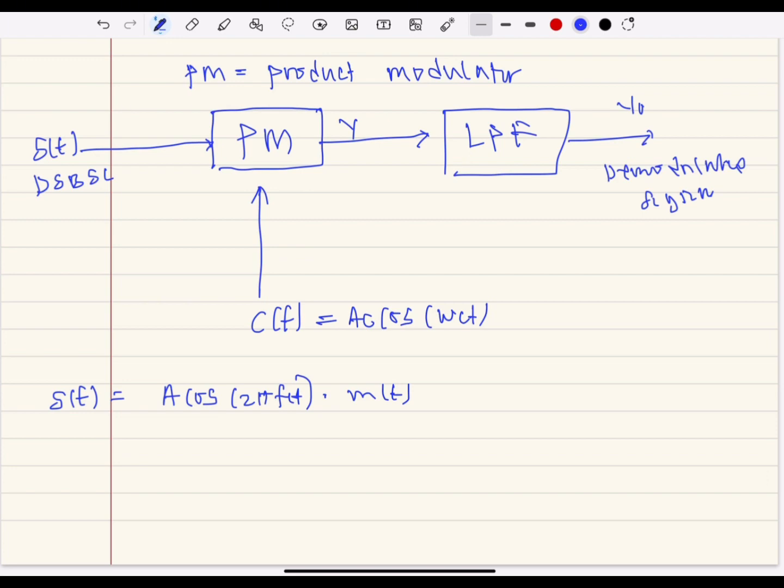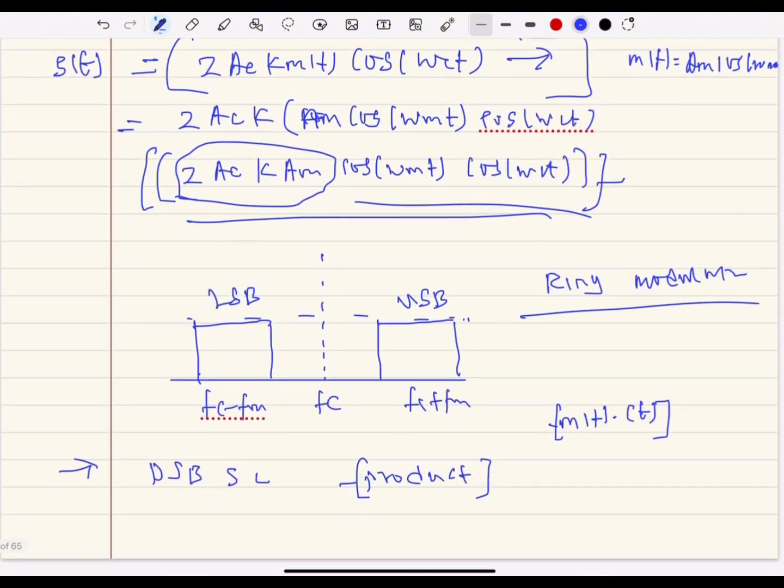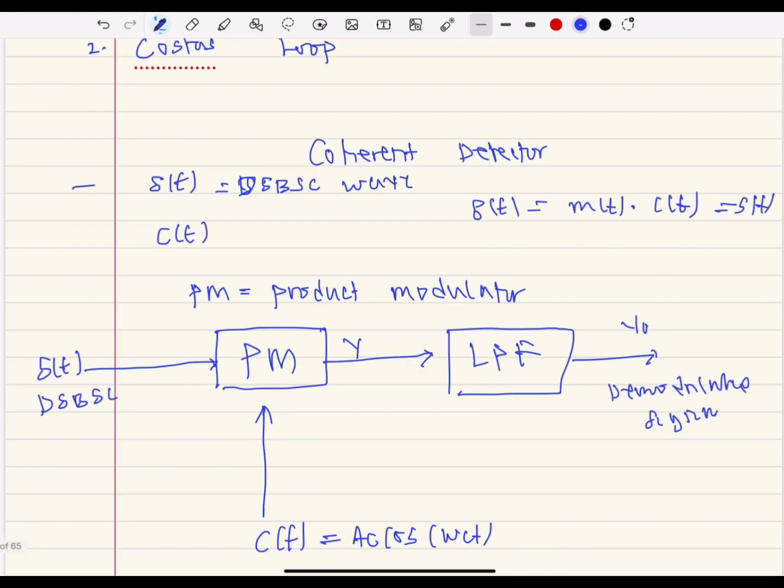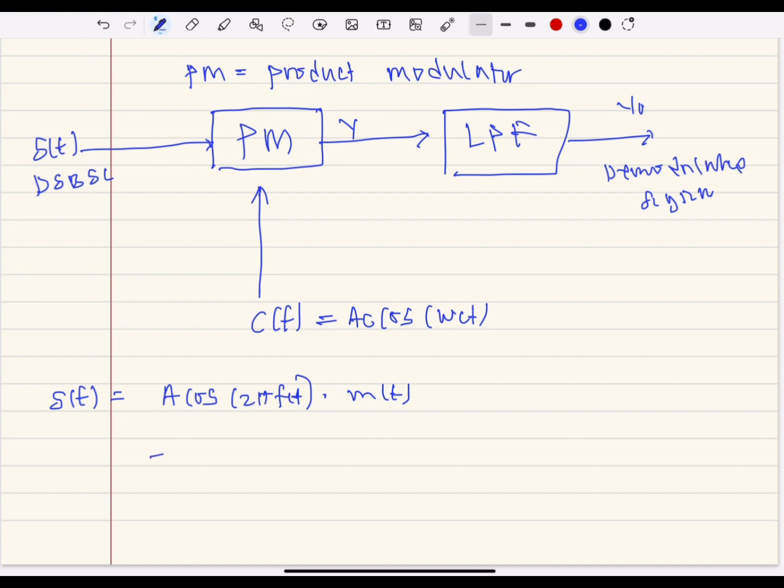That is our modulated signal. Because when we did the calculation here, you saw that we are having m of t and then cos omega ct. That is the same thing that I've written over here. Or you can rewrite it as AC m of t cos omega ct. They are the same thing. This is my modulated DSBSC wave.